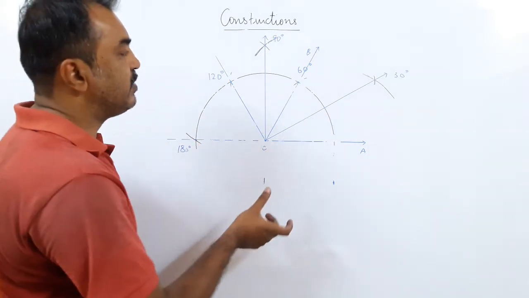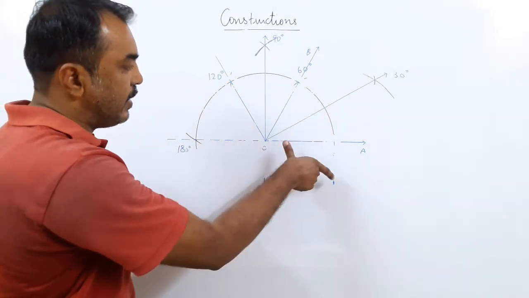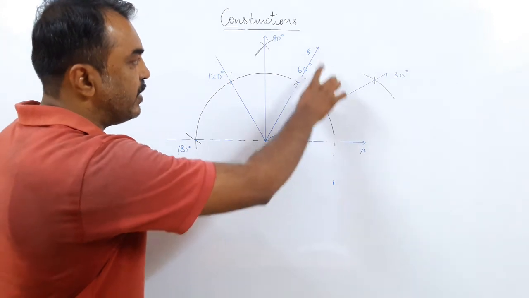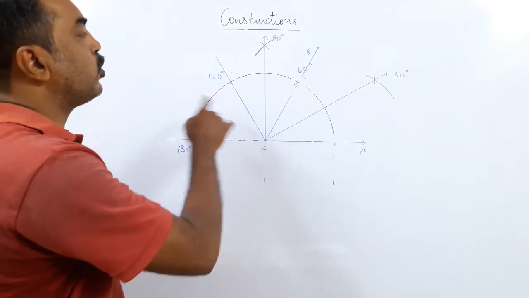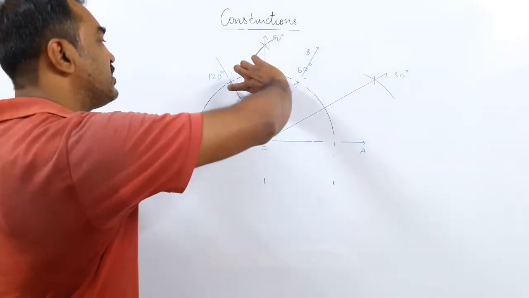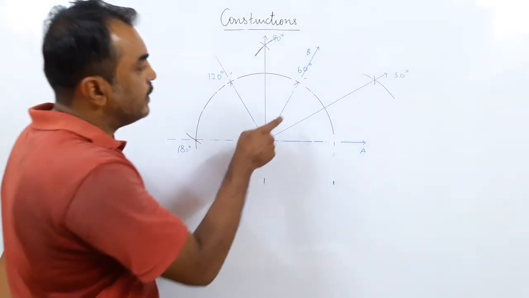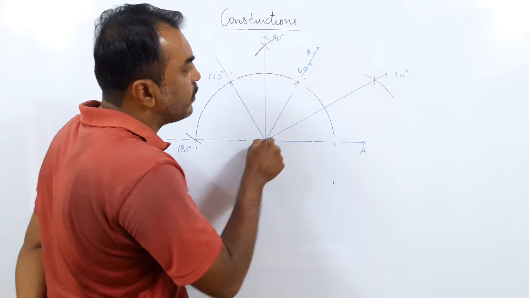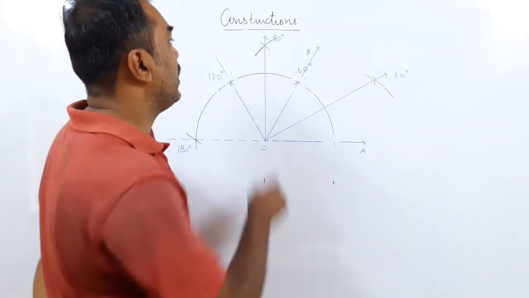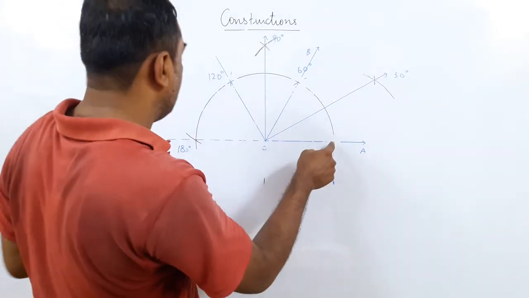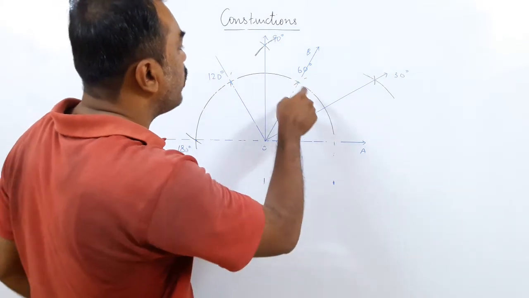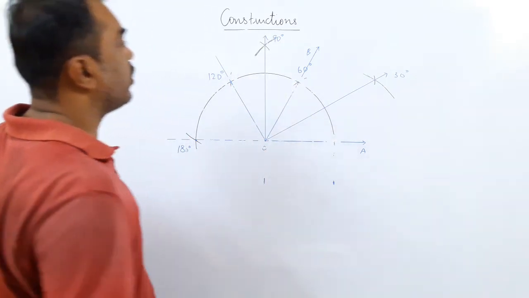So 60 can be easily drawn. How? From an arc, with the same radius, you get 60. If you want to draw 120, extend from 60 with the same radius and you get 120. But if you want to draw 30, then you have to cut 60 into 2 equal parts, and you will get your 30. If you want to draw 90, then take the middle of 0 and 180, or take the middle of 60 and 120, and you get your 90.